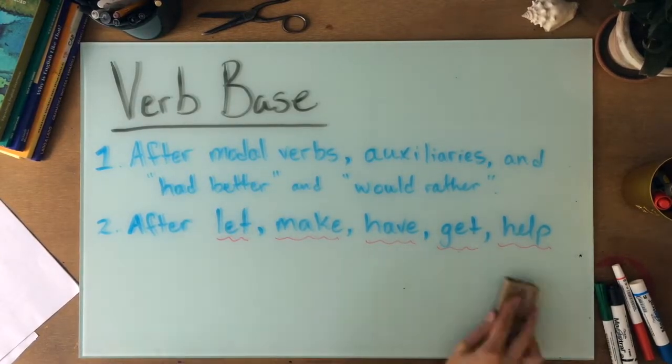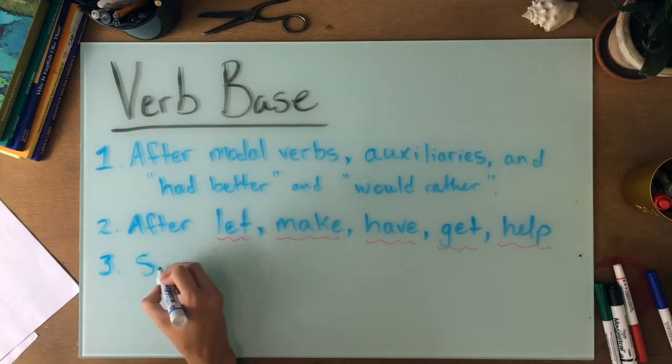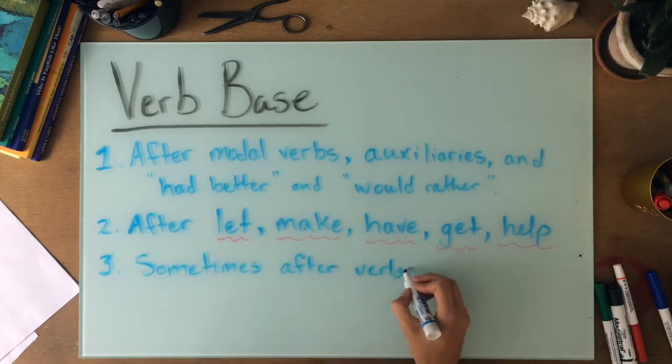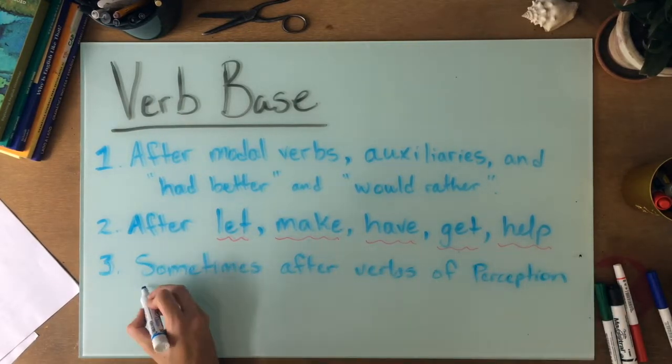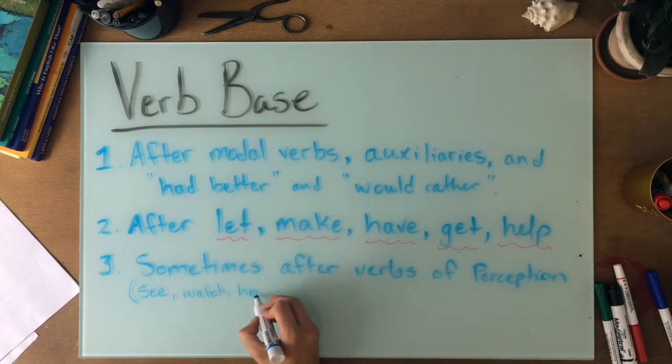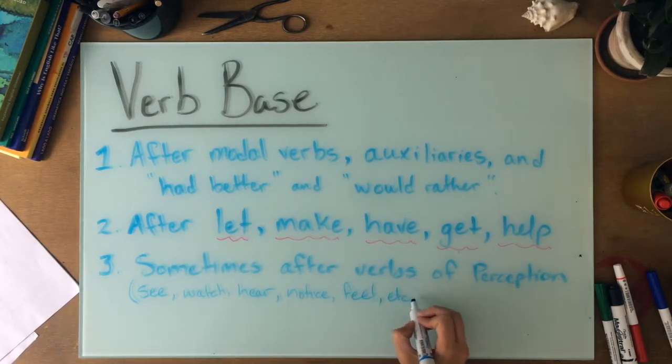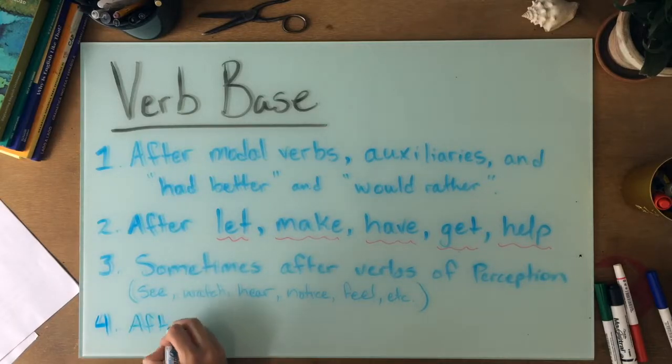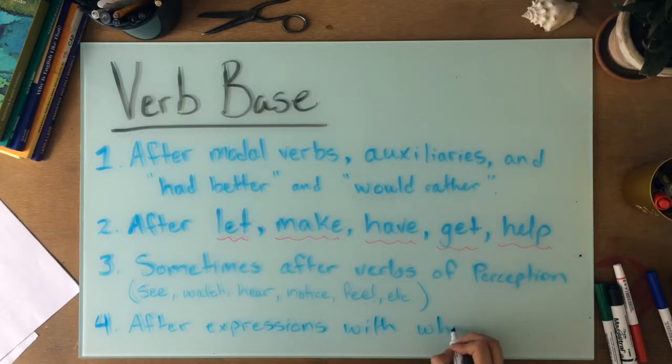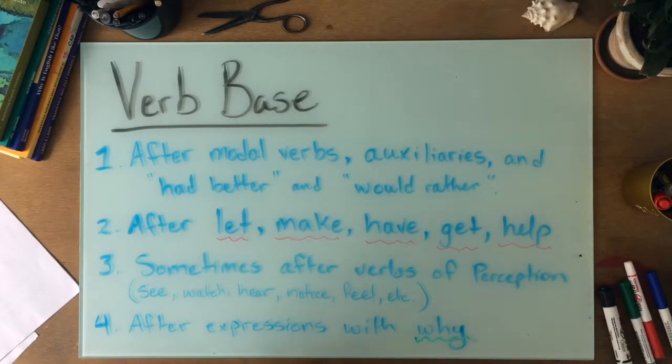Okay, number 3, we sometimes use the verb base after verbs of perception. Verbs of perception are, for example, see, watch, hear, notice, feel, sense, smell, observe. And in a minute, we'll look at some more examples of these because sometimes the verb base is used and other times we use the gerund. And finally, number 4, we use the verb base after expressions with why. For example, why wait until tomorrow?